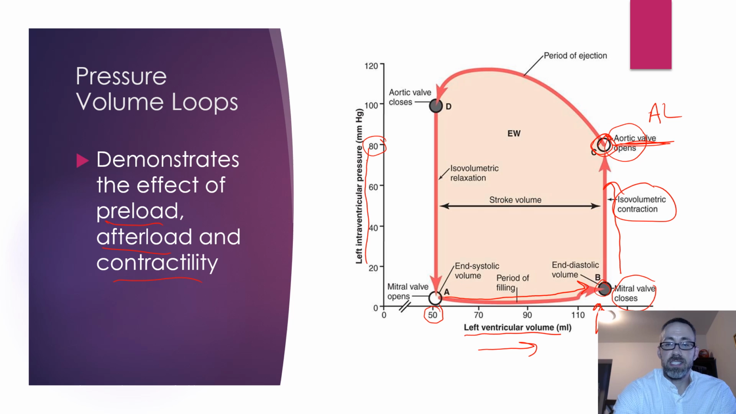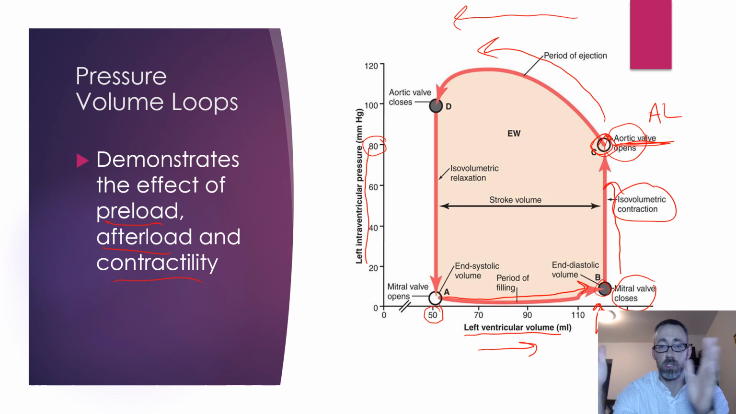Then once we're ejecting, you notice the volume is starting to go down because we're moving in this direction, right? We're moving back towards the left. So the volume is being ejected. So you're starting to see a shift now. The pressure is still going up because we're still squeezing that volume, but now we're ejecting it. So that's why we call it the period of ejection.